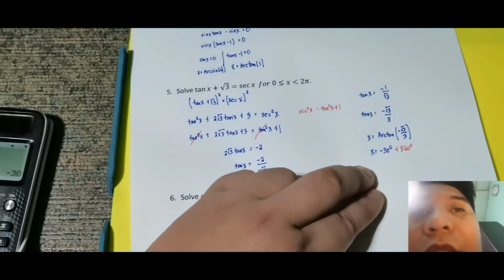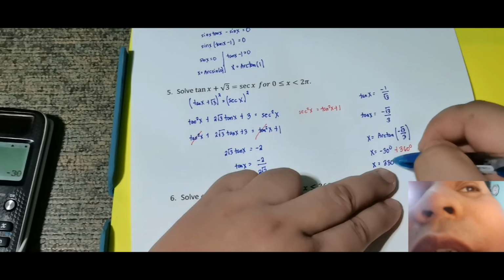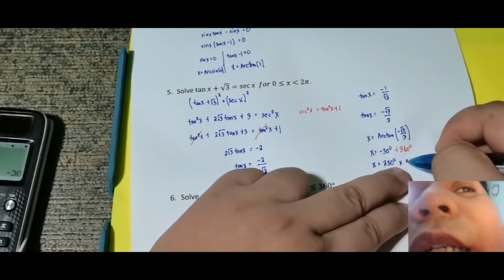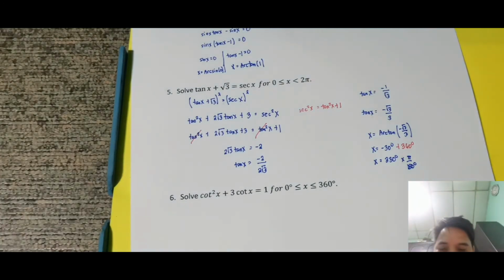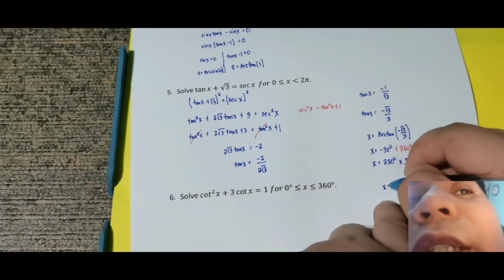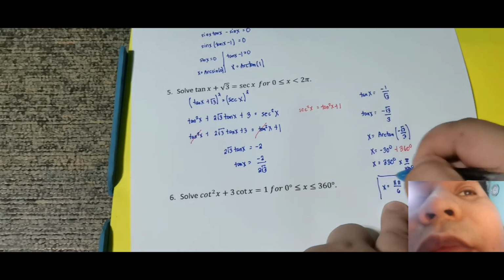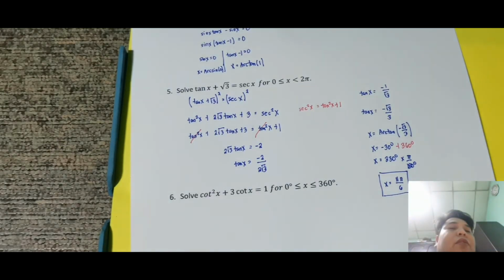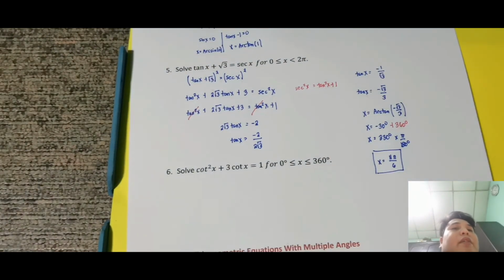Okay, then therefore what is x? X is simply 330 degrees. Then multiply natin by pi over 180 degrees. Okay, so simplify natin yan. Okay, that is 11 over 6. So meaning, x is equal to 11 pi over 6. Okay, so yan yung value ng x na isa-satisfy. Okay, so ganun kasimple.